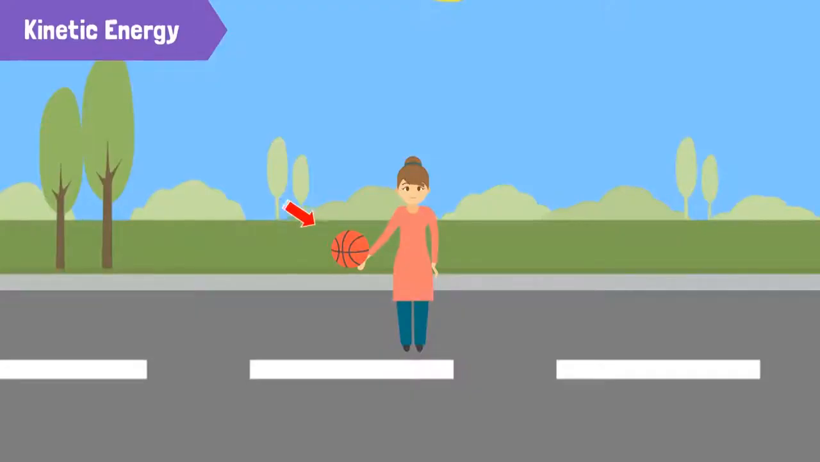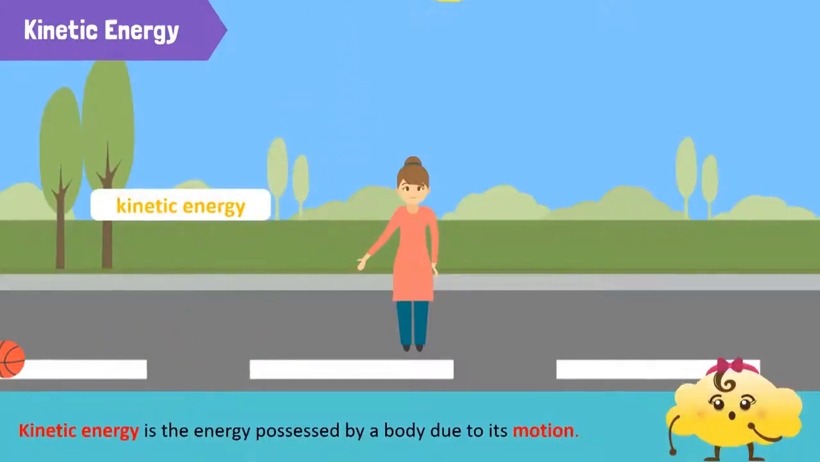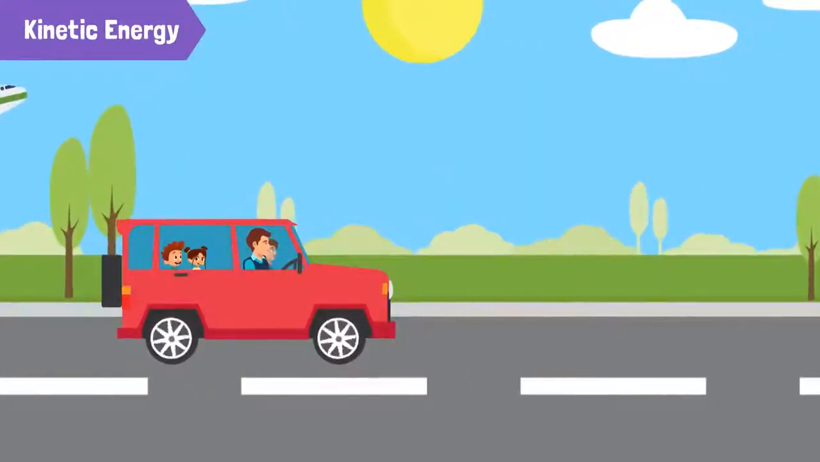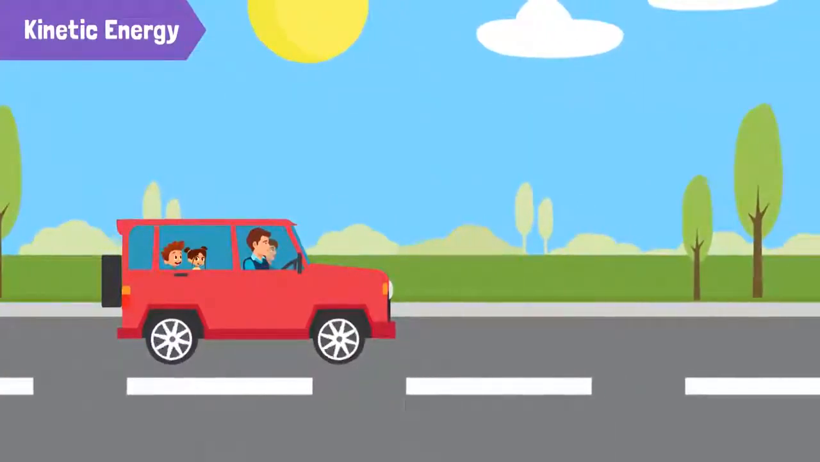Imagine you have a ball which you throw upwards. As the ball travels upwards, we say that it has kinetic energy. Kinetic energy is a form of energy possessed by a body due to its motion. Therefore, anything that moves has kinetic energy, such as a car traveling on the road and a plane flying in the sky.